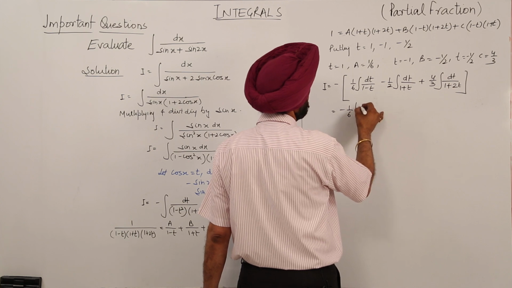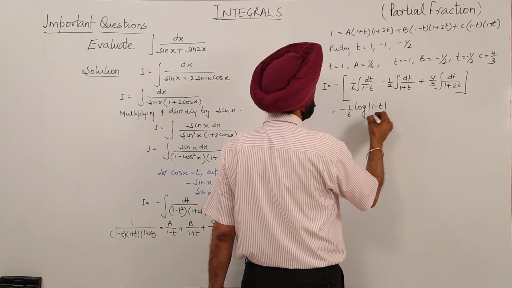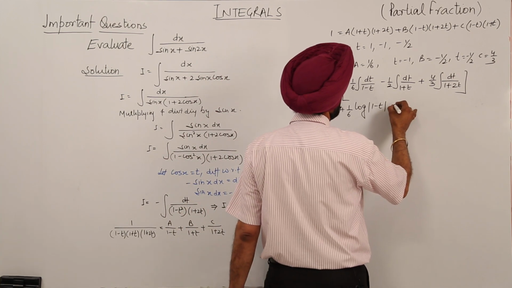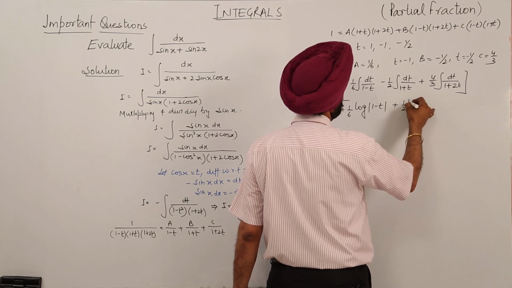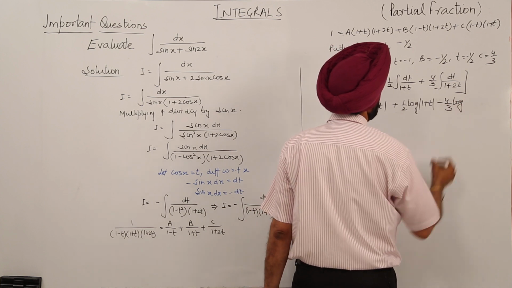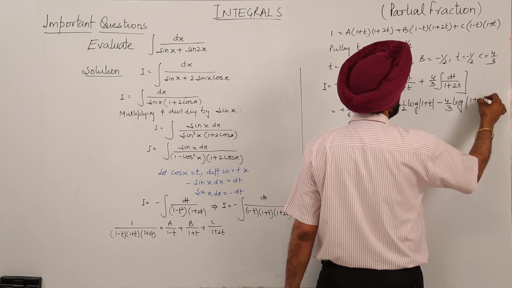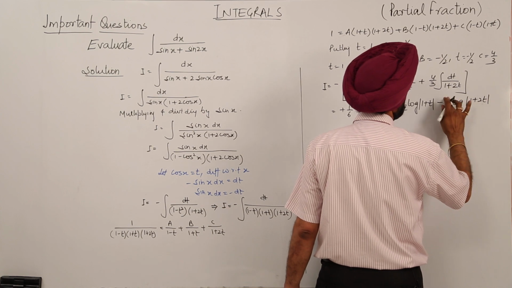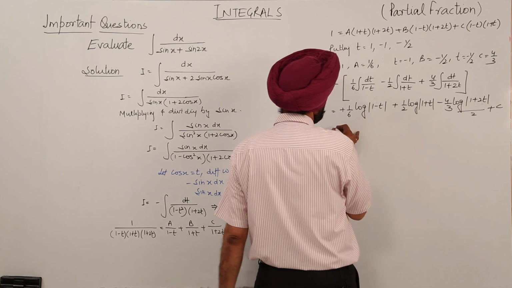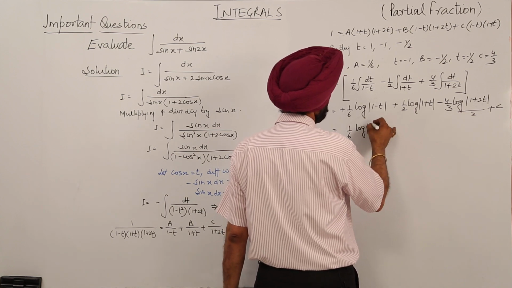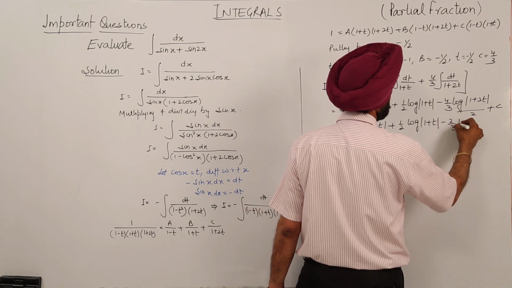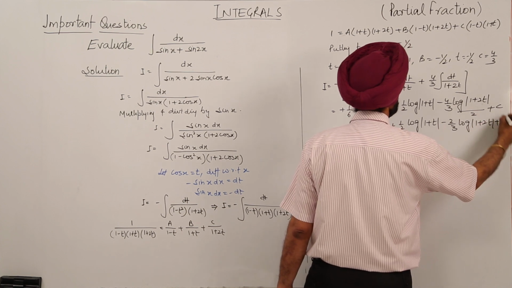Minus 1 by 6 log mod of 1 minus t upon minus 1, so this becomes positive. Plus 1 by 2 log mod of 1 plus t, minus 4 by 3 log (1 plus 2t) upon 2, plus c. Now what we are having? This becomes 1 upon 6 log (1 minus t) plus half log (1 plus t) minus 2 by 3 log (1 plus 2t) plus c.